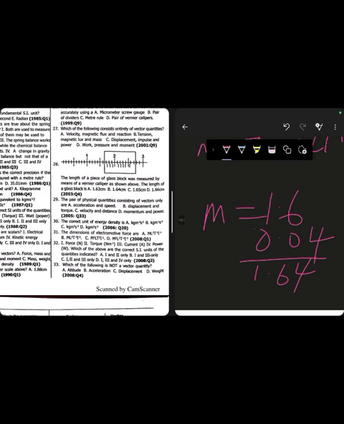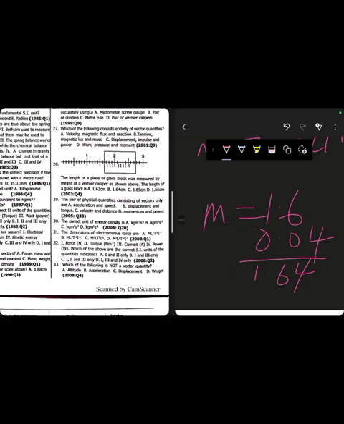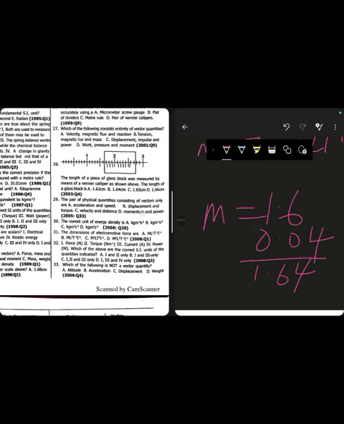29 again says the pair of physical quantities consists of vectors only. Now you can just disqualify A because speed is not a vector, right? So you can disqualify C, distance is not a vector. You can disqualify D, power is not a vector. So definitely the answer is B for 29.